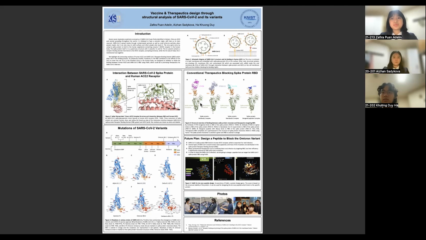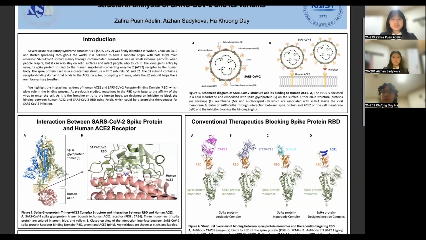Now we are going to present our research titled Vaccine and Therapeutics Design through Structural Analysis of SARS-CoV-2 and its Variants. To start with the introduction, SARS-CoV-2 was first identified in Wuhan, China at the end of 2019. As previously studied, the virus is zoonotic, meaning it is transmitted between animals and humans. Here's the schematic diagram of the SARS-CoV-2 structure and its binding to human ACE2. The virus gains entry into human cells by using its spike protein to bind with human ACE2 as the cellular receptor. This is how it looks when we design the inhibitor, so it will block their binding.